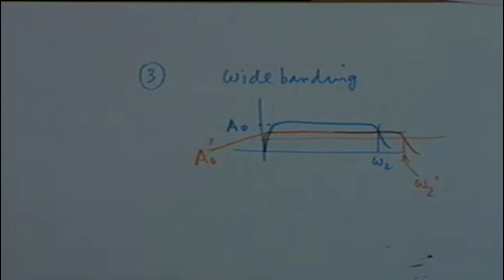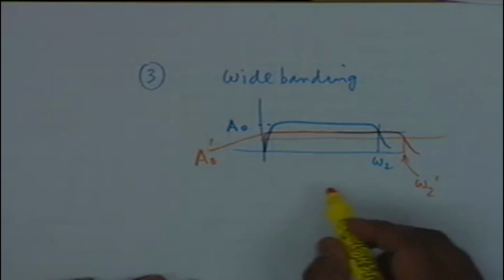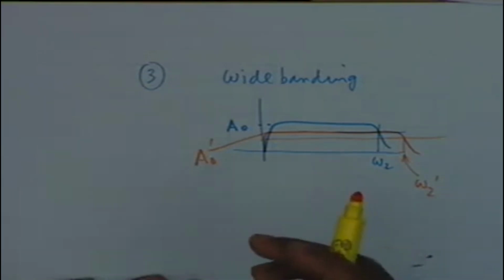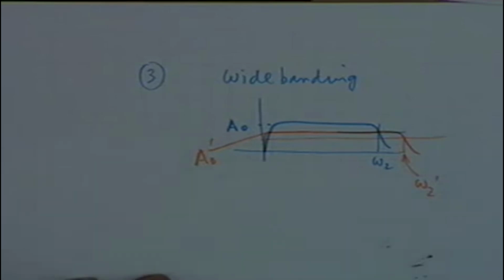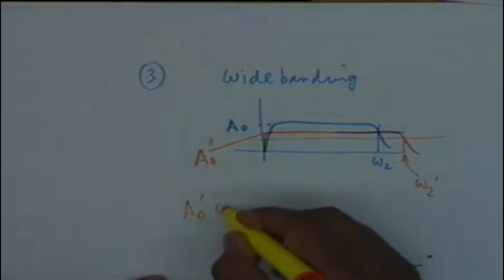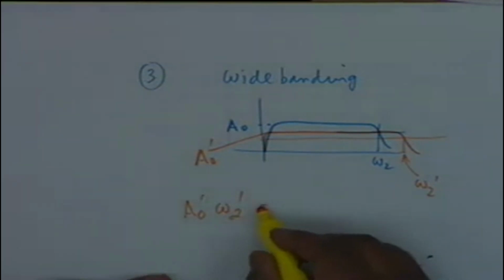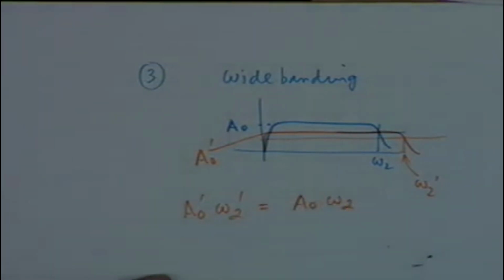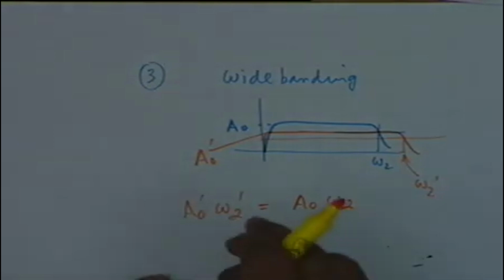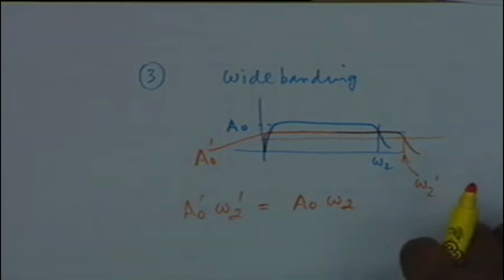And we shall show that due to negative feedback, what you give up is in gain. What you gain is in omega 2, that is the upper cutoff frequency. So the bandwidth is increased due to negative feedback, and we shall show that A0 prime omega 2 prime, that is the new gain multiplied by the new cutoff frequency, is equal to A0 times omega 2. That means the product is a constant. You can increase one, then the other shall decrease. We shall show this accurately, rigorously.